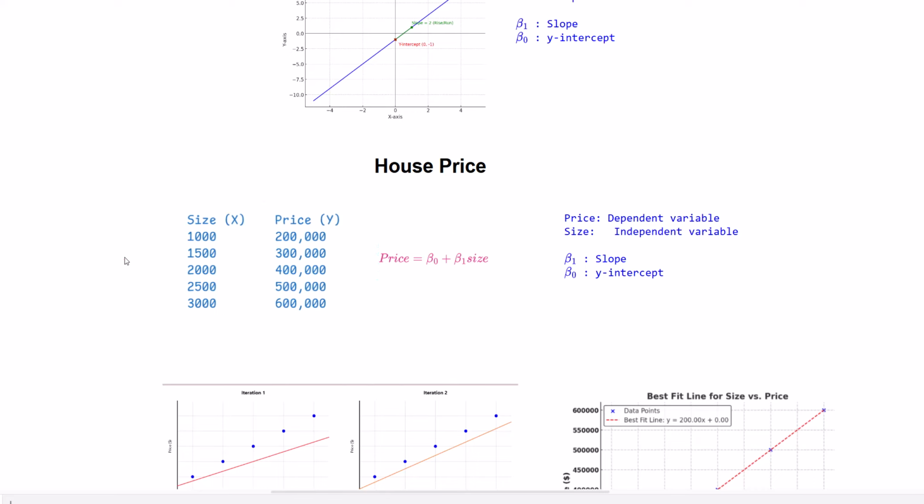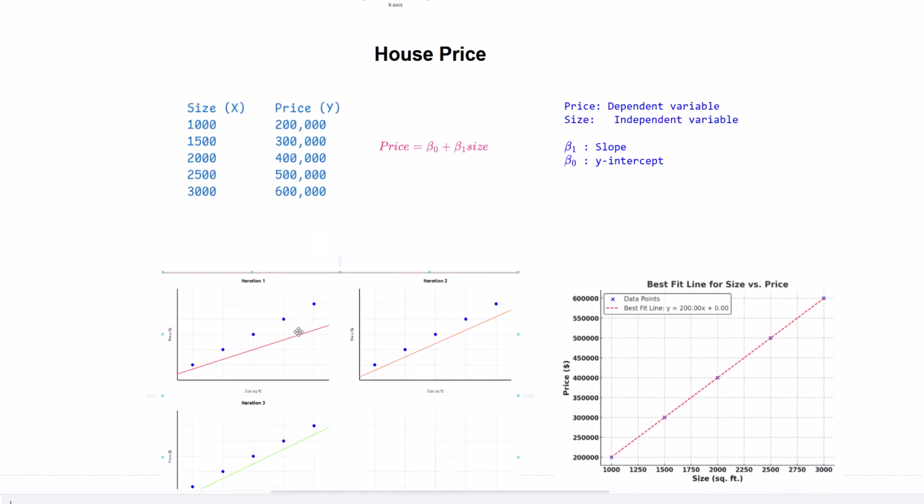So let me just, for instance, in the first iteration, initialize beta 0 and beta 1 with, let's say, random values, right? And after that, as you can see here, I have, for example, the prediction, where beta 0 and beta 1 are randomly initialized. We will explain this in more detail, don't worry.